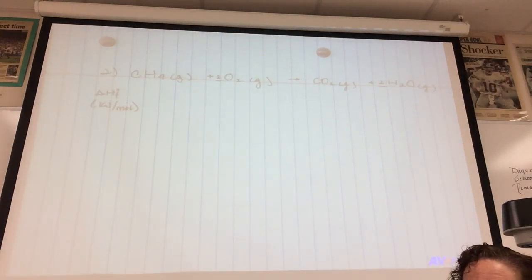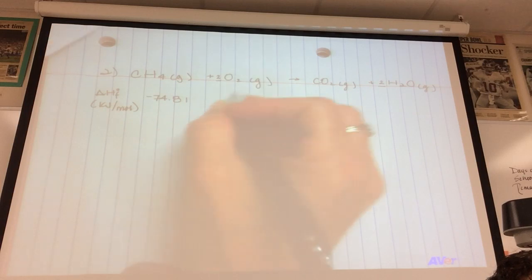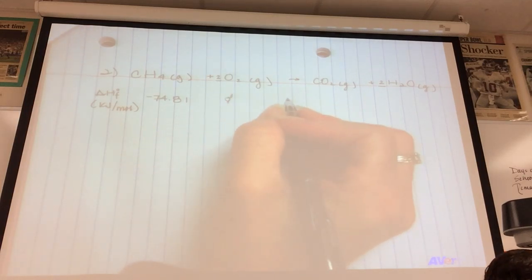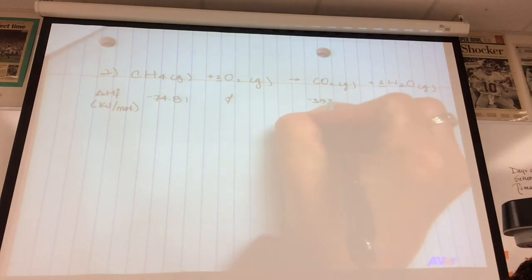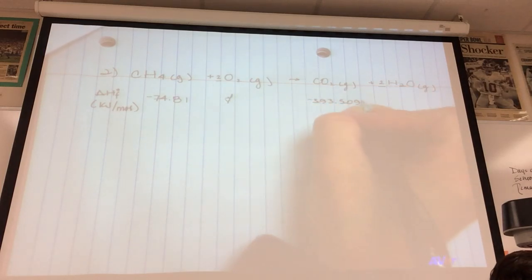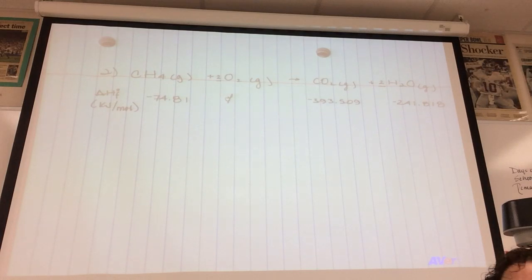So I look, methane is negative 74.81 kilojoules per mole. Oxygen is 0. Carbon dioxide is negative 393.509. Water in the gaseous state is negative 241.818 kilojoules per mole.